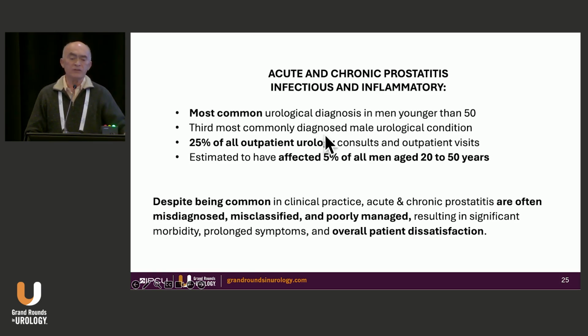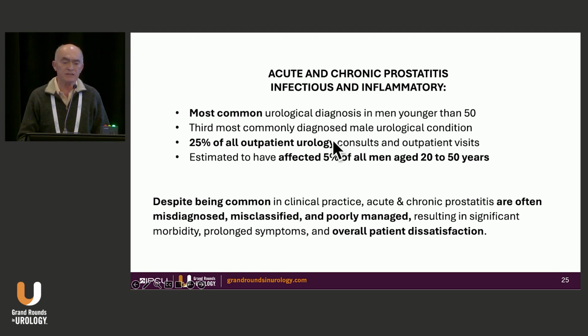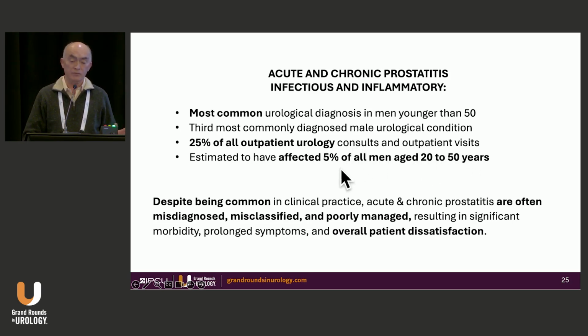Now, moving into acute and chronic prostatitis, it is one of the most common pathologies in younger individuals, representing more or less 25% of all outpatient urology consults, and it affects about 5% of individuals between 20 and 50 years of age.